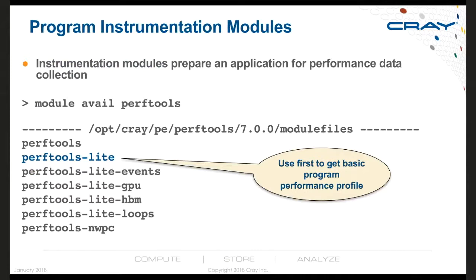Two of the other ones that you may be interested in are the lite loops and the lite HBM. The lite loops we'll talk about later. I think we can talk about both of those when we talk about some specific experiments to perform. So basically, Perftools base, if it's loaded by default on Theta, the next thing you have to do to collect any sort of performance metrics for your application is to choose one of these instrumentation modules.